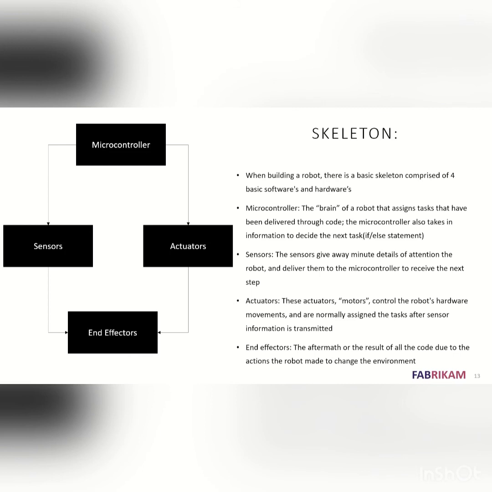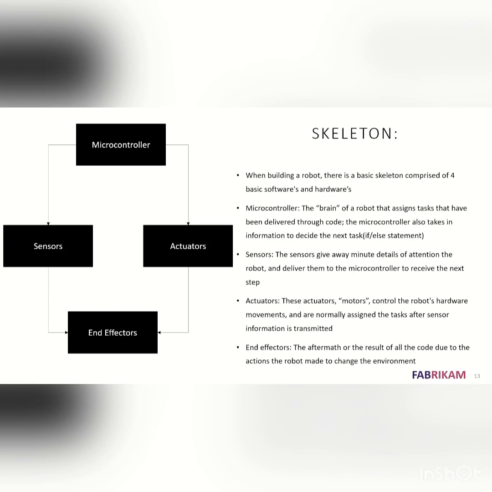So these actuators is a fancy term for motors, and they basically control the robot's hardware movements, so moving the wheels. So the sensor would take the information saying we're getting close to a volcano, 150 meters. It would send it back to the microcontroller. Microcontroller would tell the actuators to slow down. So then the wheels would slow down.